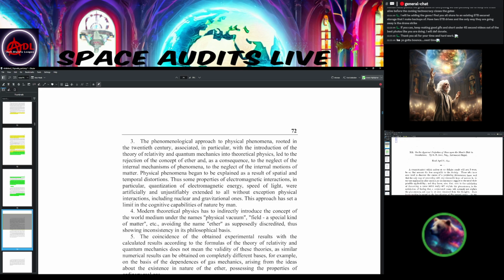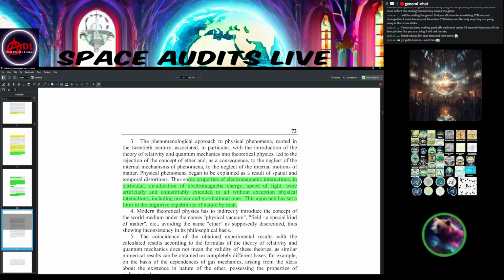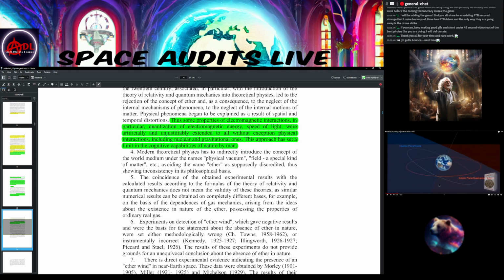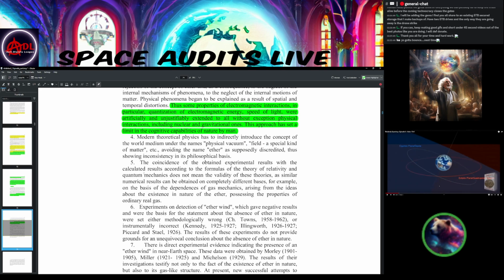This approach has set the limit of the cognitive capabilities of nature by man.